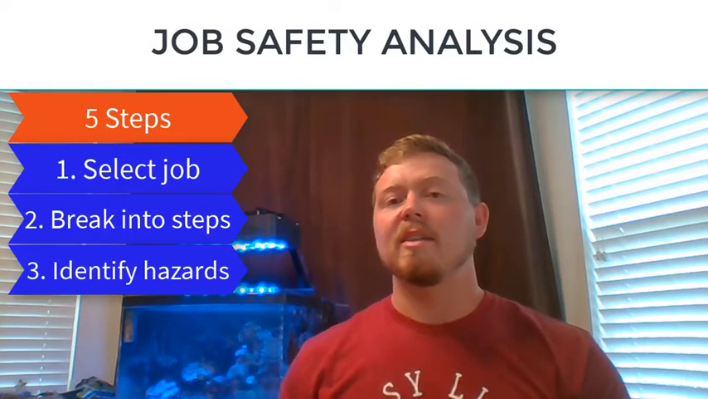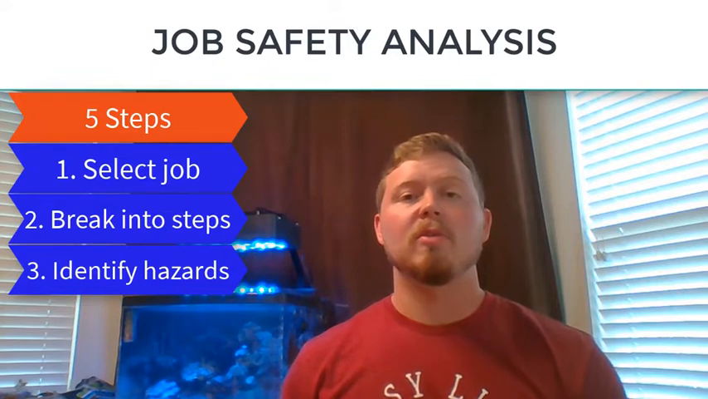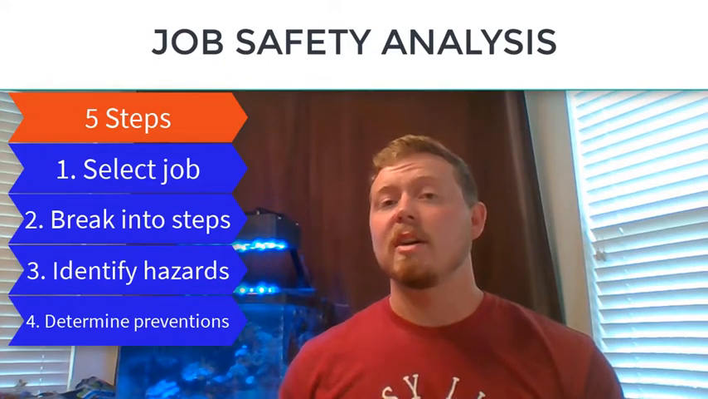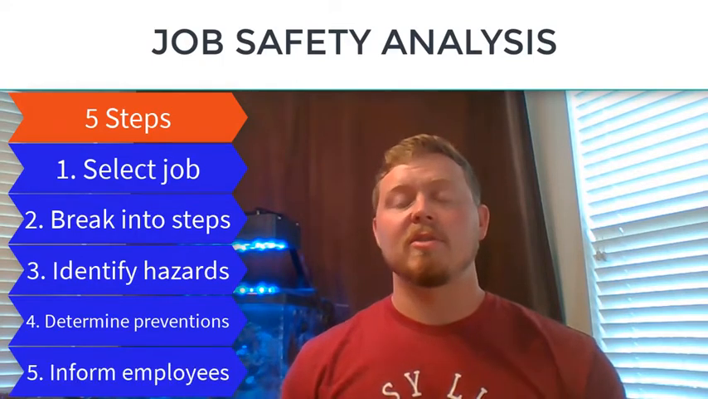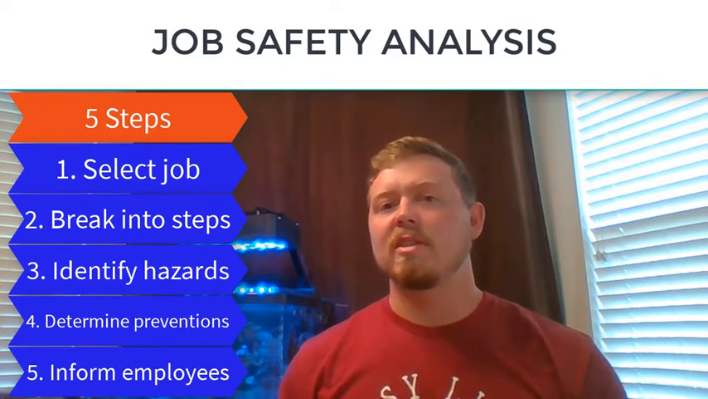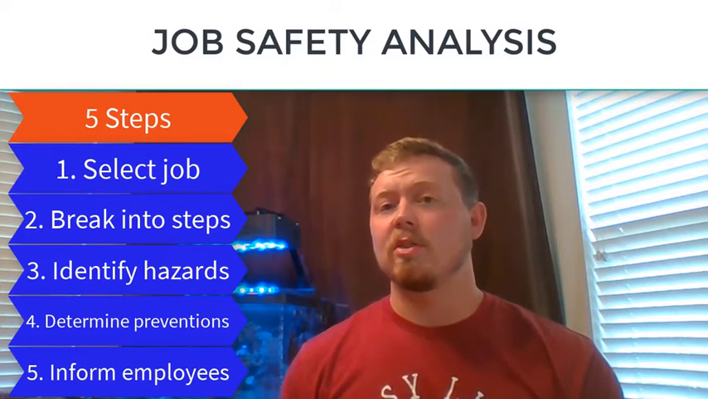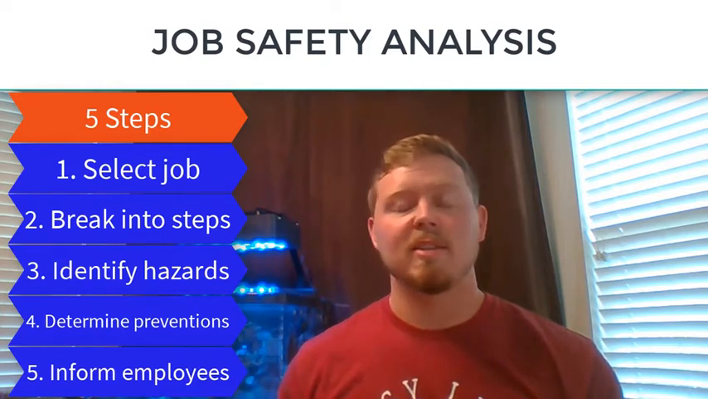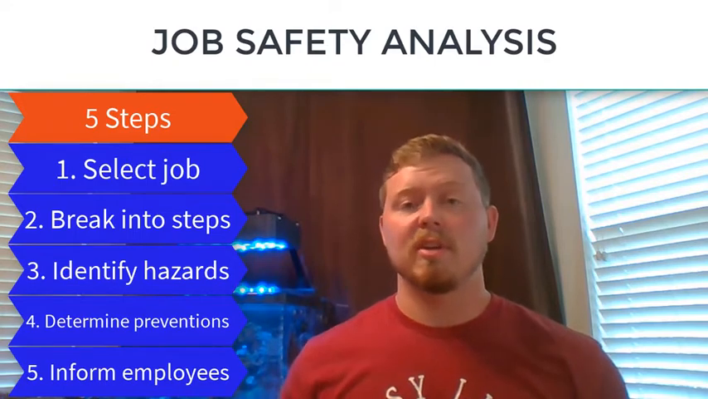Number 3, identify the hazards associated with each step. Number 4, determine what the preventative measures are for that step and how they'll be implemented. And number 5, and this is obviously a very important one, inform your employees. Make sure that you review the JSA with the employees. Make sure that they understand the JSA. If you have a process to certify employees in that JSA, do that. That's a great way to make sure that employees understand the JSA and can show you that they understand that.